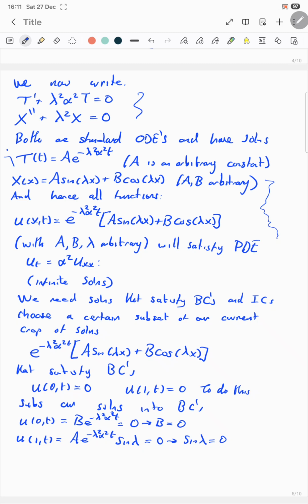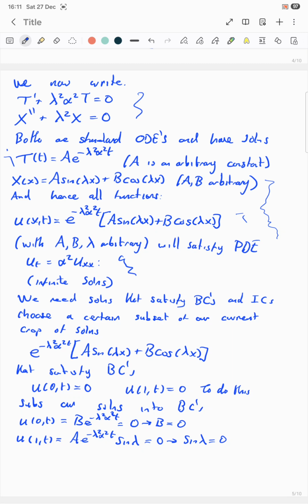So, all our functions are of this form, where A, B, and lambda are arbitrary, and these will satisfy our PDE that was already given here. But this has infinite solutions. We need solutions that satisfy the boundary conditions and initial conditions.